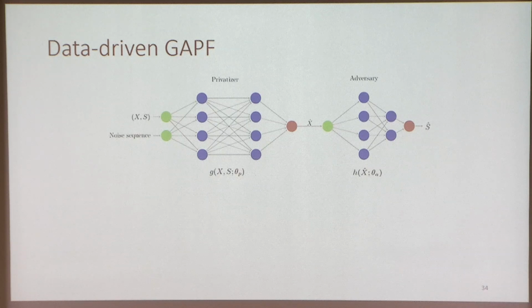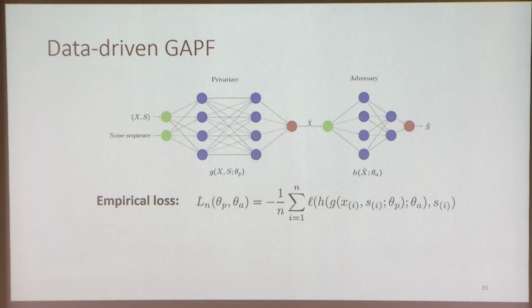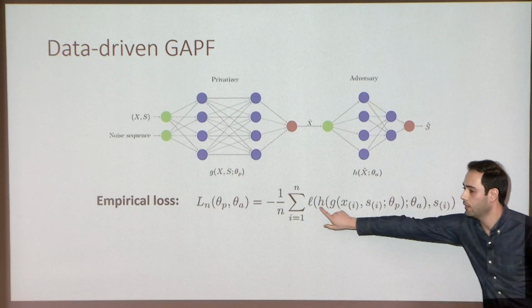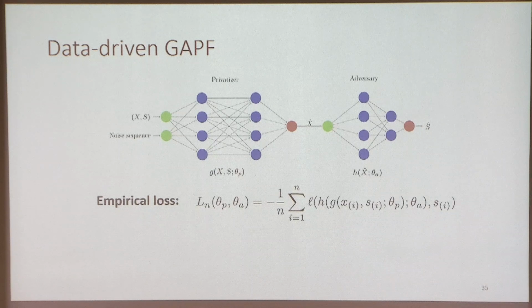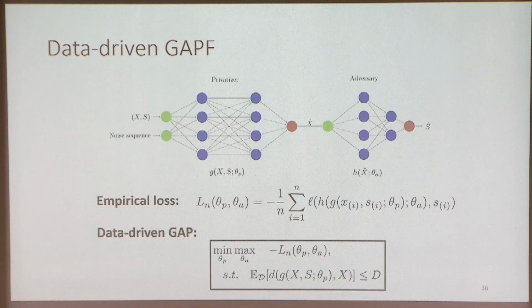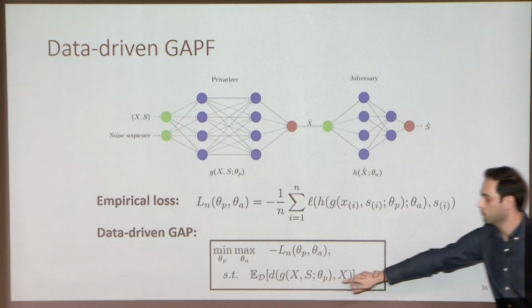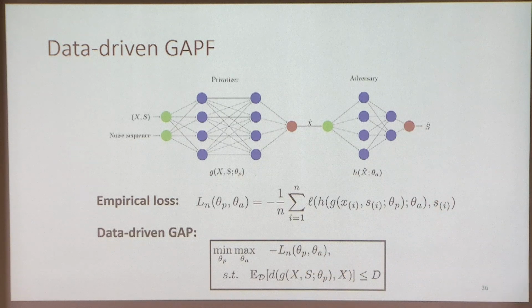And instead of solving the problem on the population risk, we're going to formulate an empirical loss. Let's say here little l is just log loss. This is the classical cross-entropy loss that's commonly used in machine learning. And I'm going to define a data-driven version of the problem here. So I'm going to do minimax over the parameters of the generator and the attacker of an empirical loss, and then subject to this empirical distortion constraint.